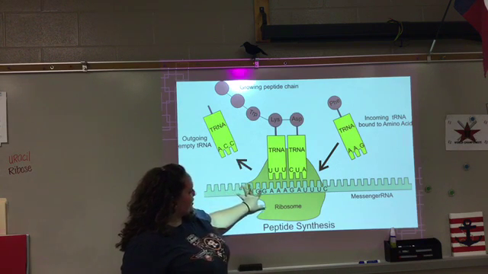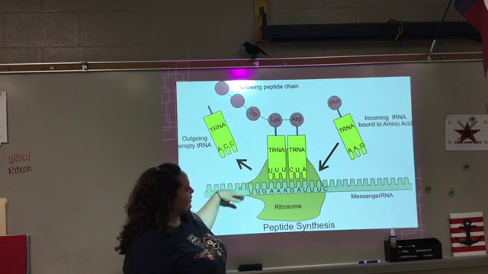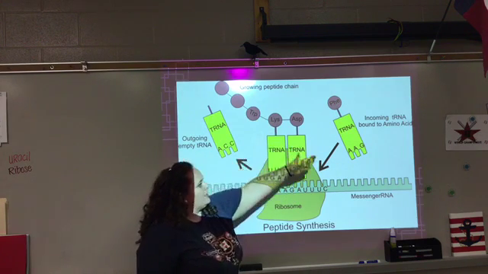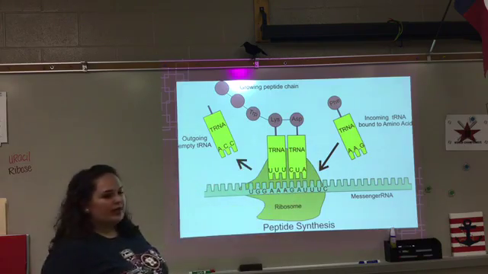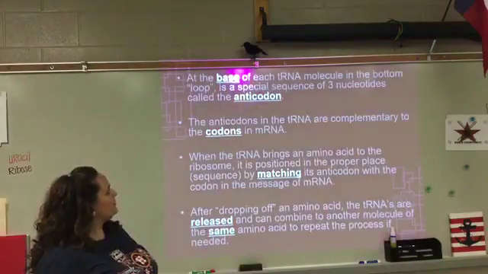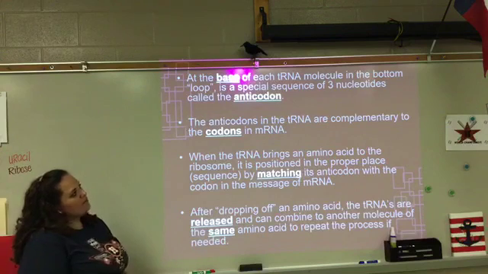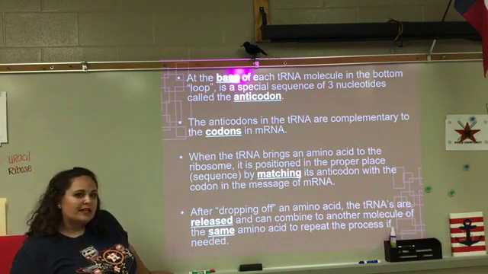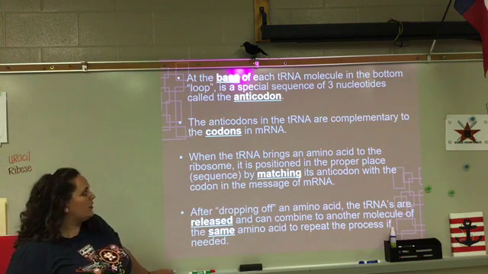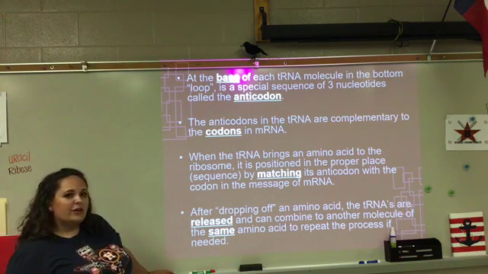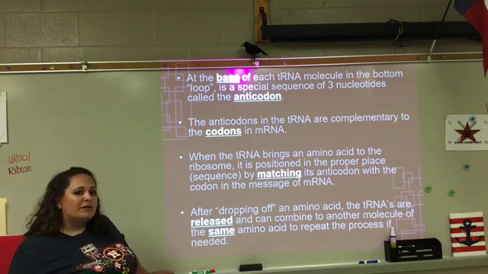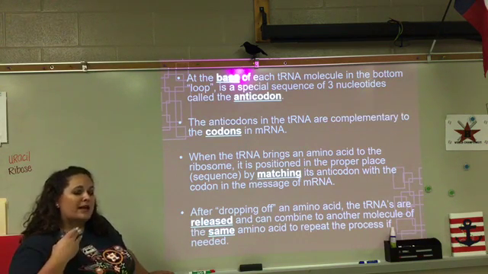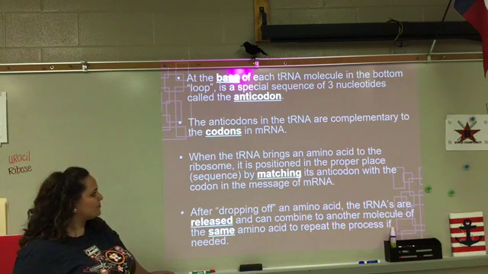Here you can see your mRNA strand is moving through the ribosome. You've got multiple tRNAs coming in, forming bonds. Here comes another one moving in to join up. So at the base of each tRNA molecule in the bottom loop is a special sequence of 3 nucleotides that we refer to as an anticodon. These anticodons of tRNA are complementary to those codons in the mRNA. So it's 3 letters that pair up with the mRNA.